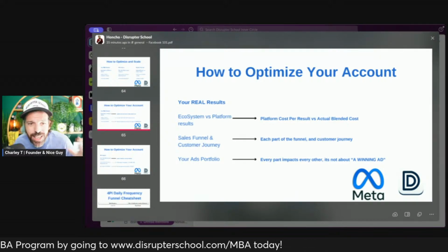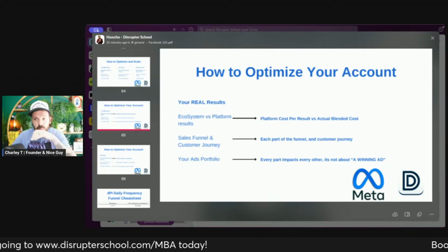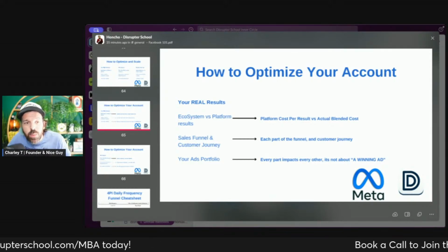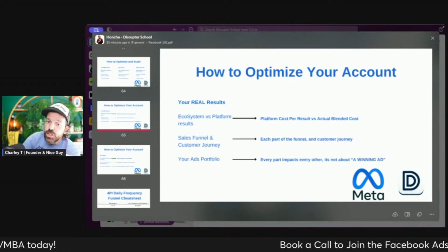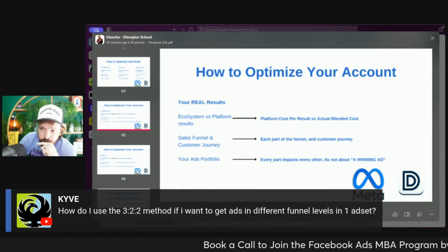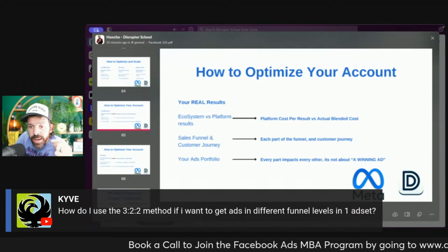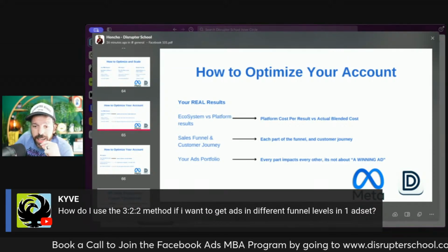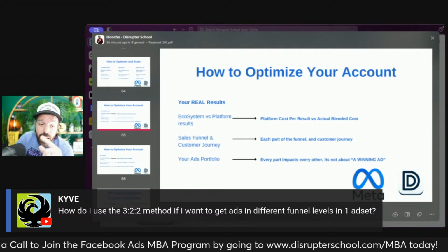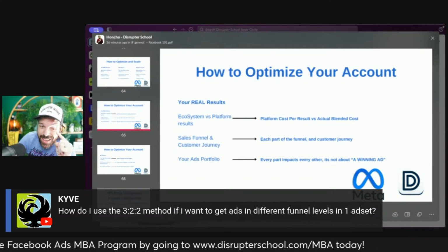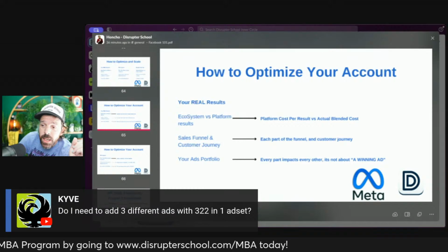So let's understand the ads portfolio. And that's what we're really going to dive into. I see you got some questions over here. So actually, let's pull this up real quick. Okay. How do I use the 322 method if I want to get ads in different funnel levels in one ad set? Honestly, this is an amazing question because we're going to cover this in just a moment.